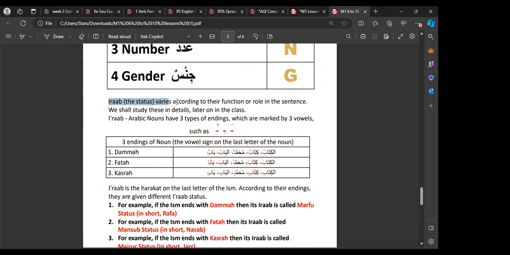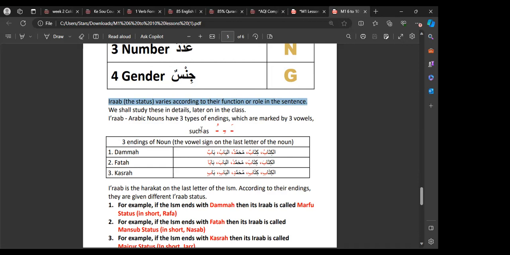I'rab varies according to their function or role in the sentence. So in English, in the first lesson, when we did the English sentences, we said that there's a subject and there's a predicate. This is a function. Subject is a function in the sentence, and predicate is a function or a role in the sentence. So the i'rab will change depending whether the word is the subject or a predicate.